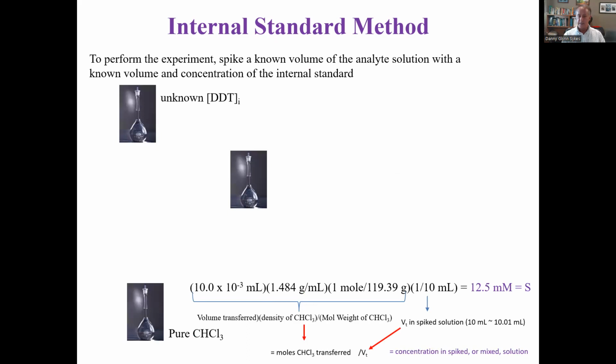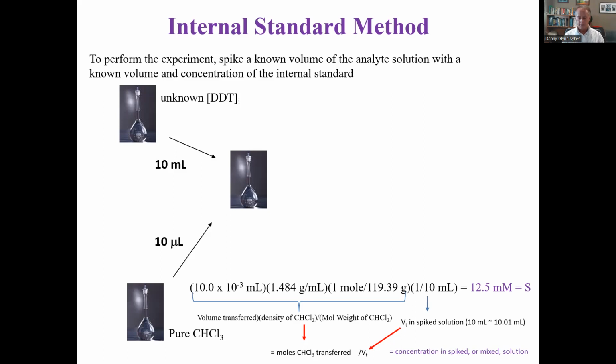Here's my unknown DDT solution. I'm going to take 10 mL of that and put it into another flask, and to that I'm going to spike in a known volume of a known concentration of my internal standard. Again, look at the ratios here: 10 mL of unknown to 10 microliters of my internal standard. So the matrix of the spiked sample is essentially identical to the matrix of the unknown DDT sample. So I've removed the matrix effect.